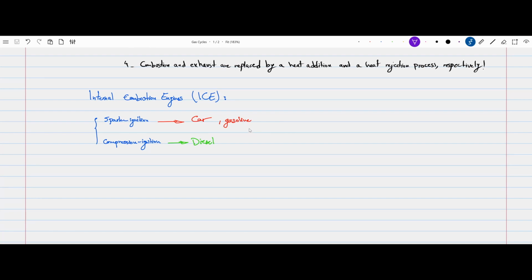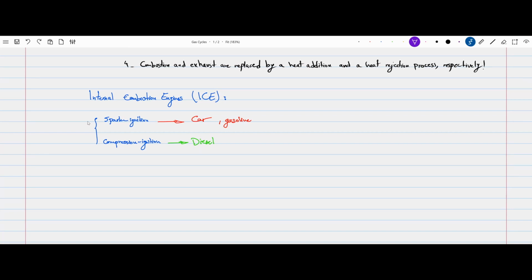Compression ignition, on the other hand, relies on the fact that some chemical components, when they reach a certain pressure or temperature, will start to ignite, will start the ignition process automatically. That's how the compression engines work. They rely on the high temperature and high pressure of the gas mixture to start combusting on its own and not rely on an external source like a spark to start the process.